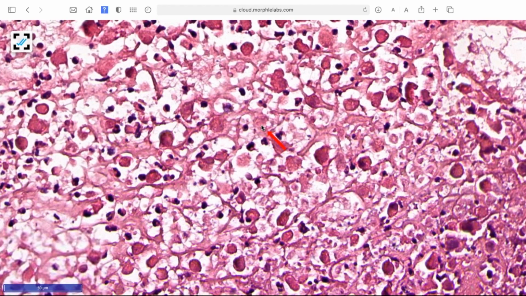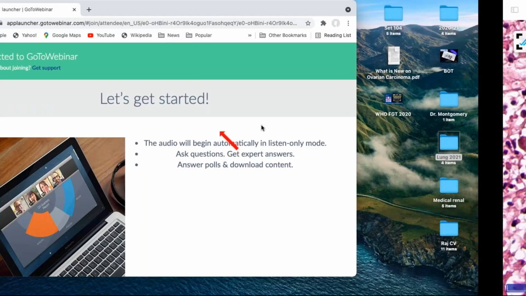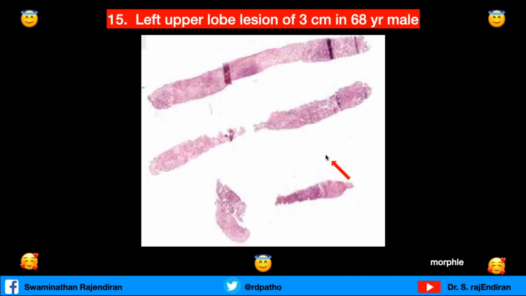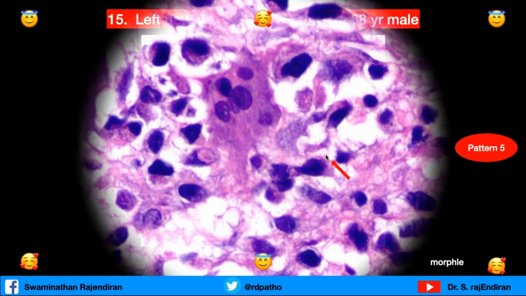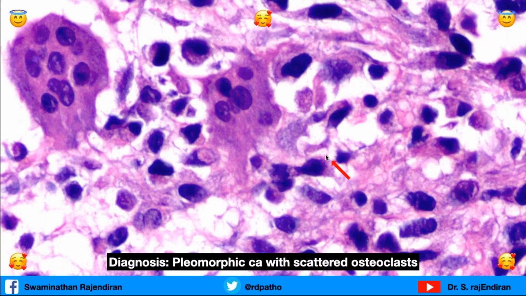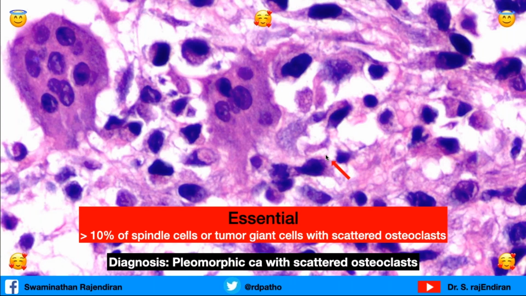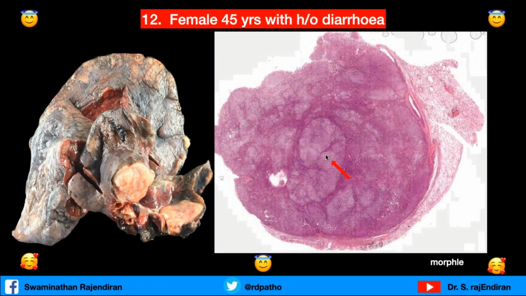Okay, so this is a case of anaplastic carcinoma with scattered osteoclast-like giant cells, or pleomorphic carcinoma with scattered osteoclasts. More than 10% of spindle cells are tumor giant cells with scattered osteoclasts is the criteria.